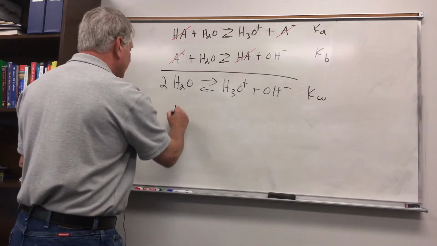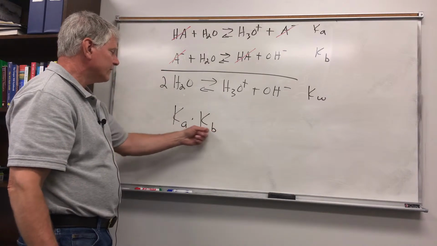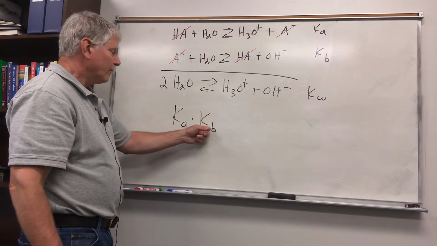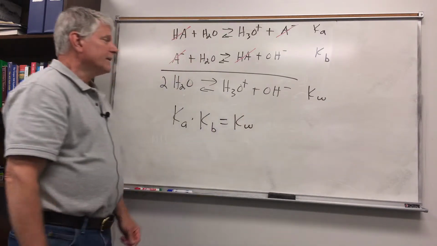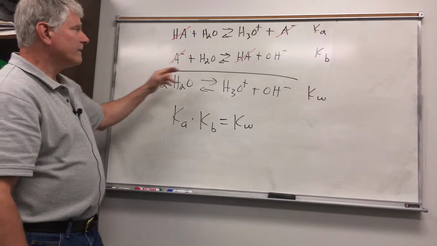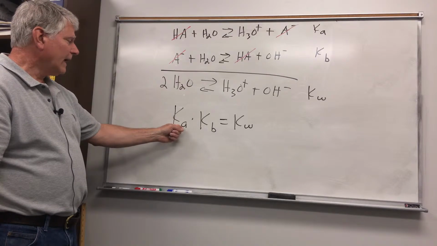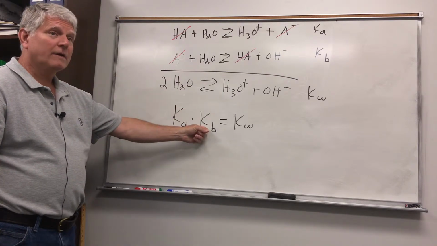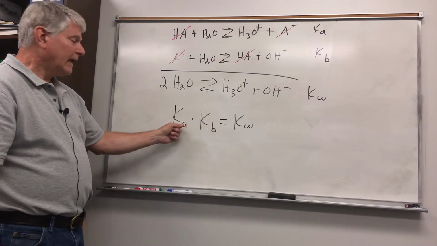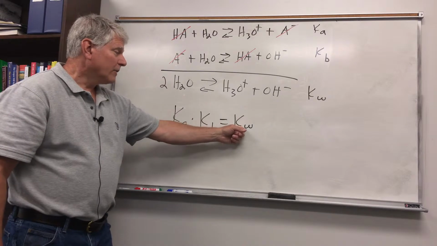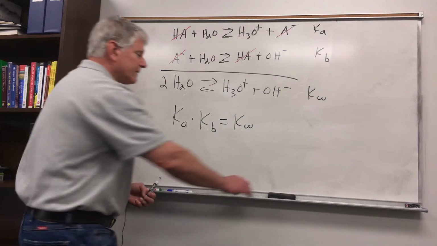equation. So if we have Ka times Kb, and if these are acid conjugate base or base conjugate acid pairs, then their product is equal to Kw. If I add reactions, I multiply their equilibrium constants. So if we know Ka, we can find Kb for its conjugate base. Or if we know Kb for a base, we can find Ka for its conjugate acid by knowing Kw, and this is just 10 to the minus 14th. It's a constant.